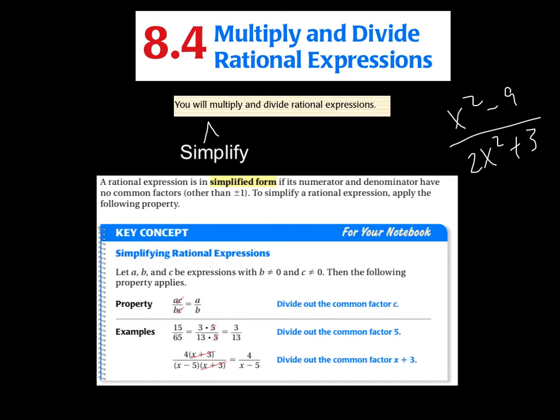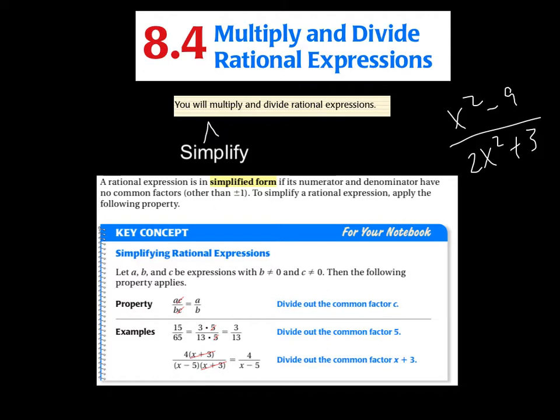Okay, so in this section we're going to simplify, multiply, and divide rational expressions. Very quickly I'm going to run through this video. First of all, a rational expression is in simplified form if the numerator and the denominator have no common factors. We're looking to cancel out anything that's common so that in the end our answers have no common factors.